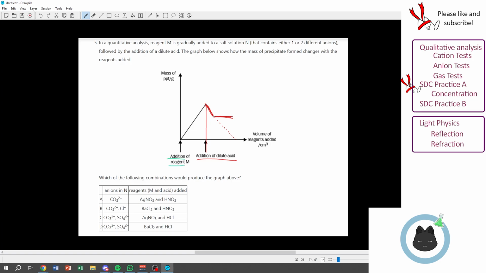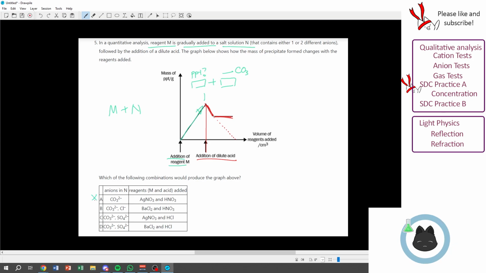So here it says addition of reagent M. That means reagent M is gradually added to solution N. So when M plus N, you get precipitate. So there are 2 precipitates here. One of the precipitates is highly likely to be a carbonate because it can react with acid. Make sense? The other one is just a precipitate, but we also don't know what it is.